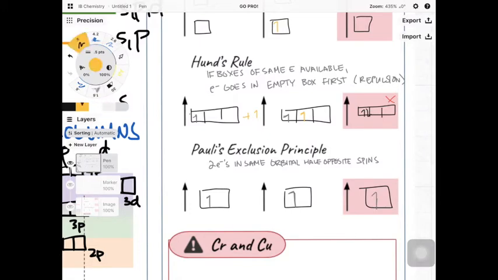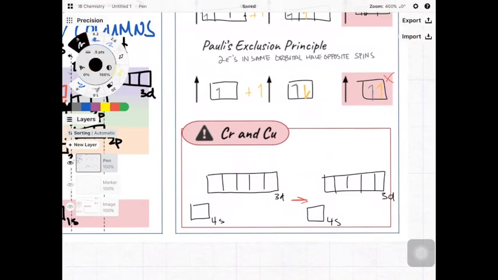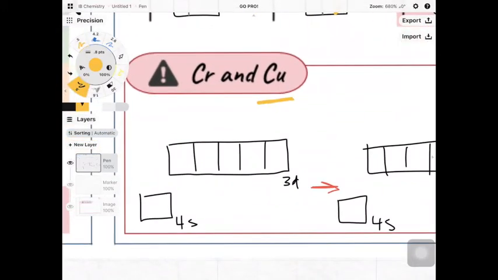The last idea is Pauli exclusion principle. So this is the idea that both electrons can't have the same spin. So we need to make sure that in the same orbital, my electrons have an opposite spin. Okay, so let's talk about the exceptions that you need to know. Let's specifically look at copper, and then we'll take a look at chromium.